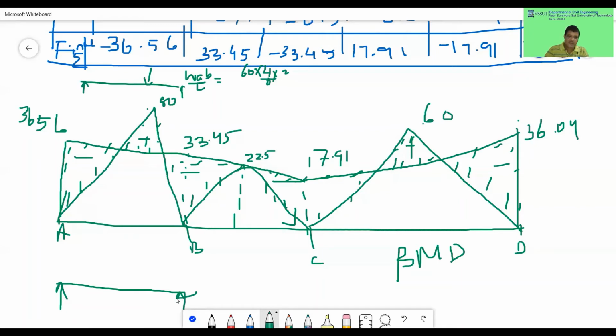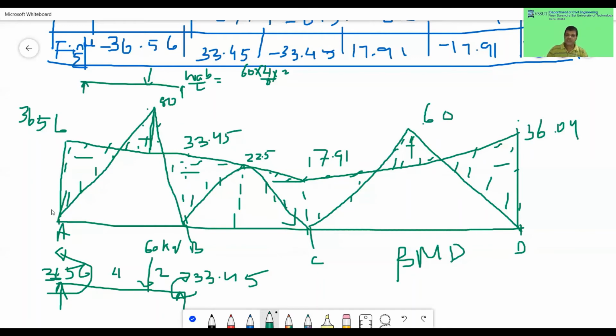There is a clockwise moment of 33.45. There is a clockwise moment of 36.56, and here is a load of 60 kilonewton. A distance of 4 meter here, 2 meter here. Now I have to solve this. I have to solve this problem to find reaction VA and VB or RA and RB. Similarly, for each span, you can find out the reactions. Then you can draw the shear force diagram. And wherever the shear force changes sign, you can find the maximum positive bending moment and maximum negative moment of the beam.